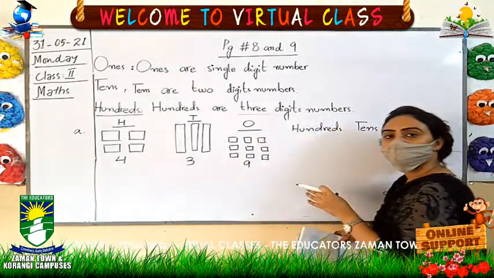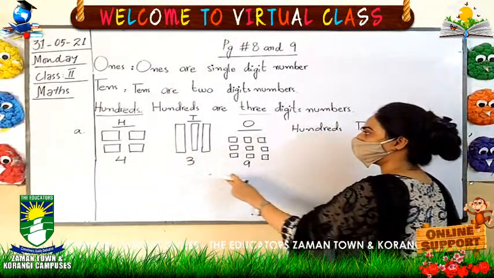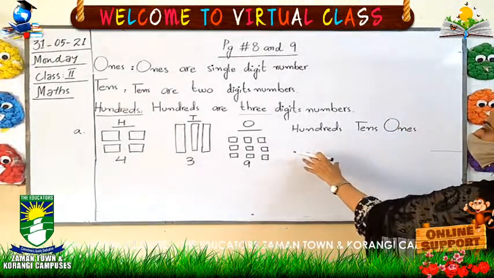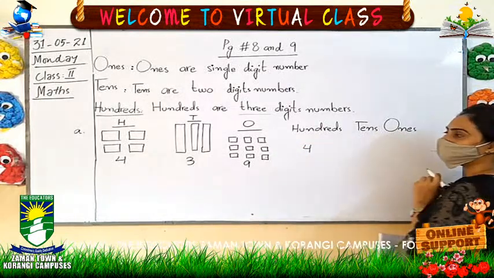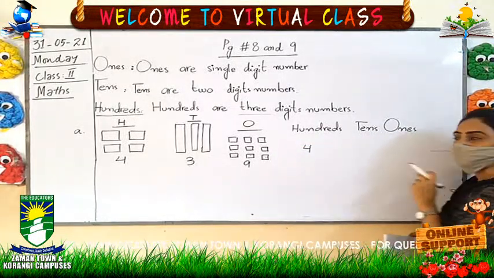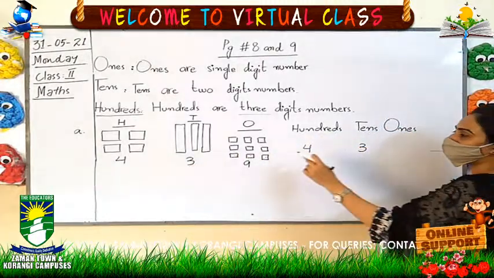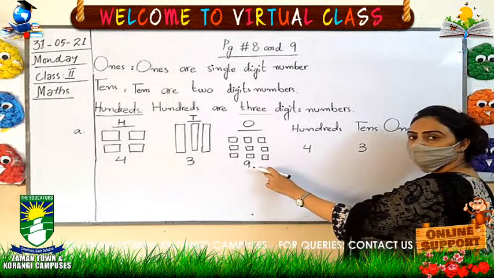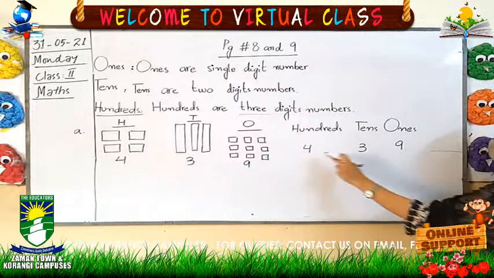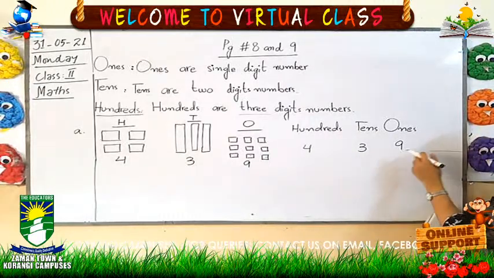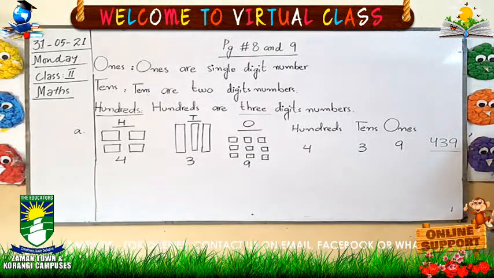Now you have known what is the value of 100, what is the value of tens, and what is the value of ones. Now put it here. What is the value of hundreds? 4. So write 4 here. Now what is the value of tens? 3. Write 3 here. And in the last, what is the value of ones? 9. So write 9 here. 4, 3, 9. Write the answer. It's very simple.